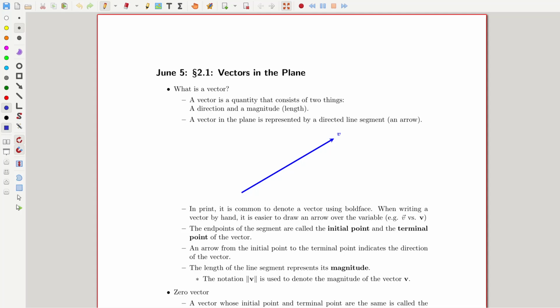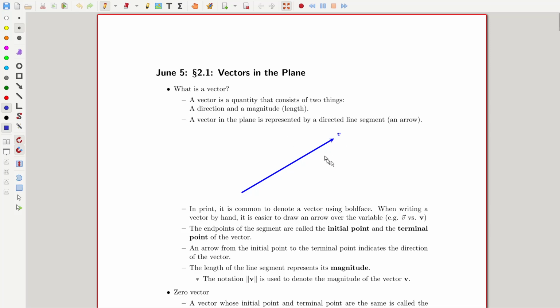Section 2.1, vectors in the plane. So to start with, we want to define what a vector is. A vector is a quantity consisting of two separate things, a direction and a magnitude. Magnitude is a fancy word for length. I will oftentimes switch between these two words, but they mean the same thing.